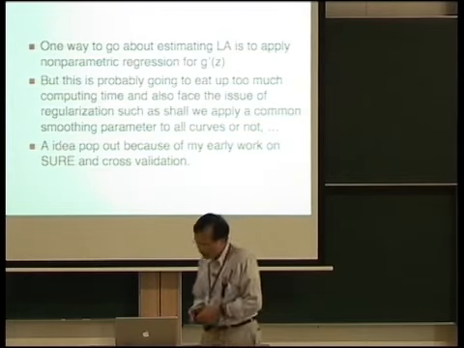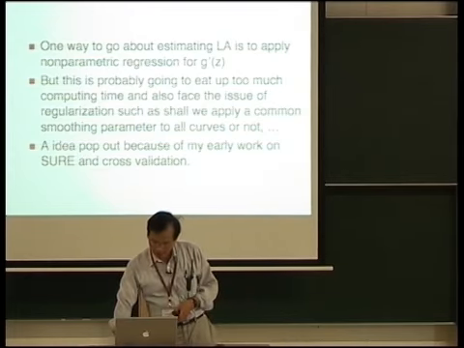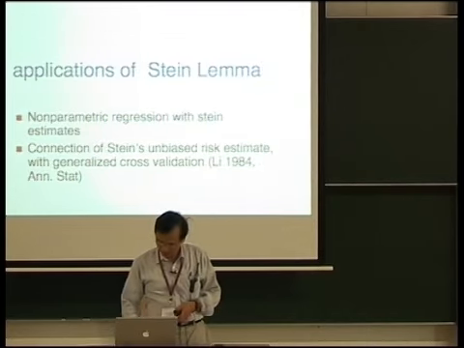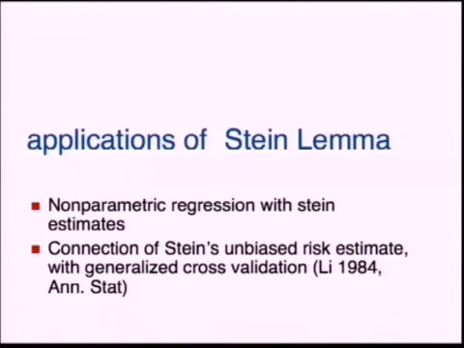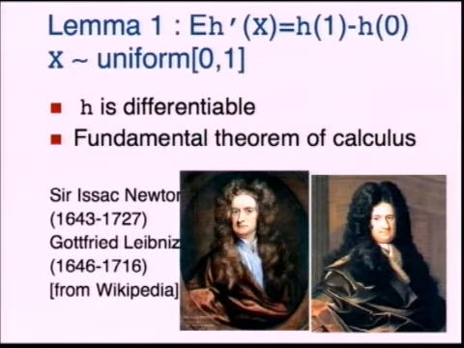Eventually I used an idea I had used in my earlier work, where I was studying the relationship between the generalized cross validation and Stein's unbiased risk estimate. I'm pretty familiar with Stein's lemma, and that can be used here. Stein's lemma is a clever way of using the fundamental theorem of calculus.